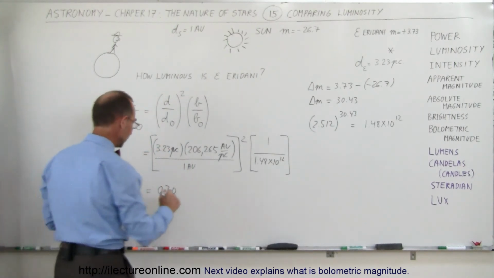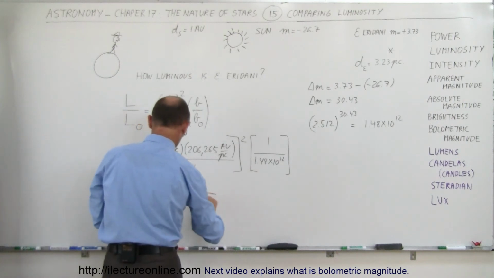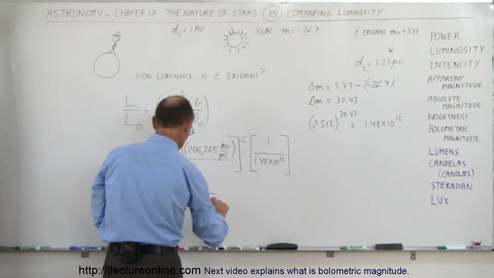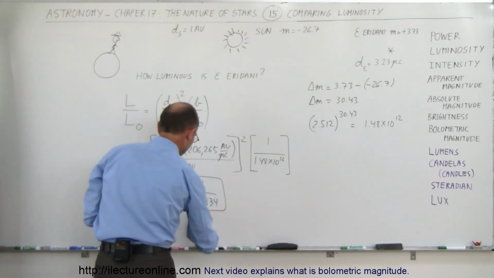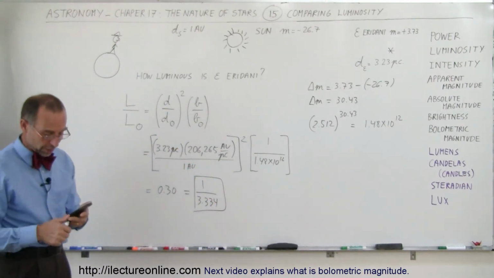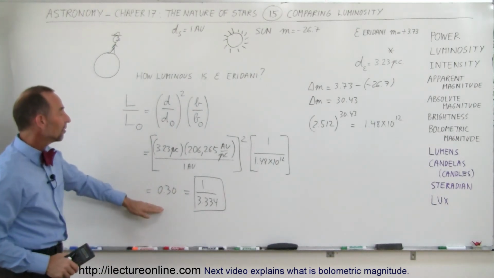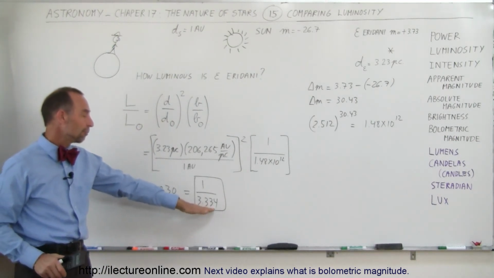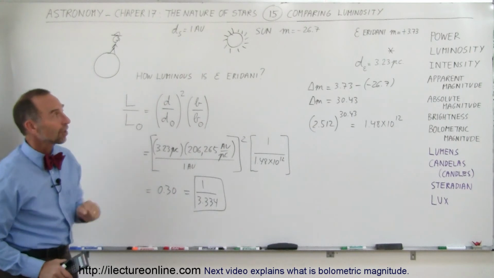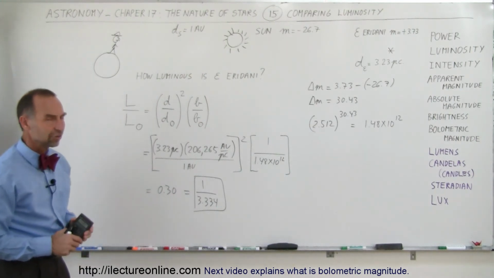Take the inverse of that, so that would be equal to 1 divided by 0.30, which is 3.334. And that's the relative luminosity between the sun and the star of interest. So what that means is that the sun is 3.334 times as luminous as Epsilon Eridani by this calculation.